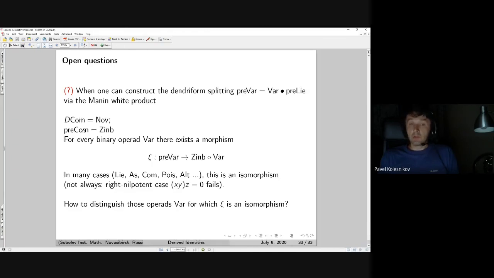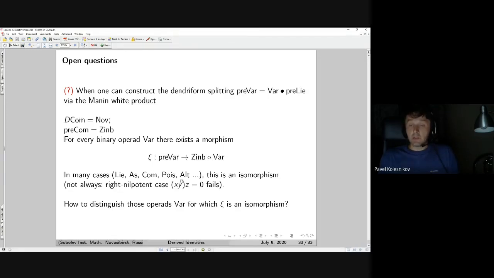It turns out that something is still true. Namely, if we consider an arbitrary algebra in a variety corresponding to the white product of Zinbiel and Var-algebras, every algebra in this variety would actually be a pre-Var algebra. If we have a morphism from here to some vector space, then this vector space would be a pre-Var algebra. In other terms, there is a morphism of operads from pre-Var to Zinbiel white Var.